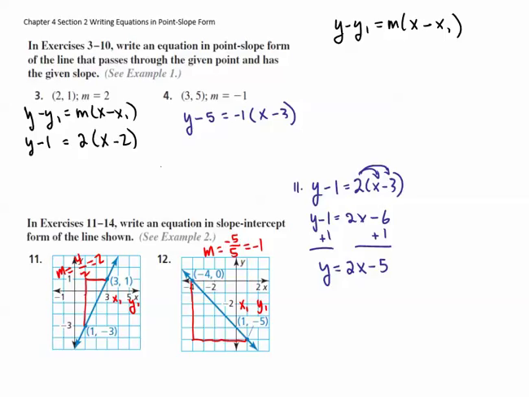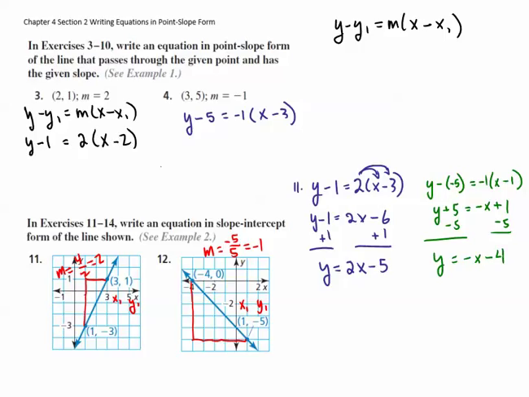Now we're ready to plug in. Y minus y1, be careful when this is a negative, equals m, which is negative 1, times x minus 1. First, y minus negative 5 is y plus 5. Then we're going to distribute. Negative 1 times x, negative x. Negative 1 times negative 1, positive 1. Subtract 5 on both sides, and we get y is equal to negative x minus 4.